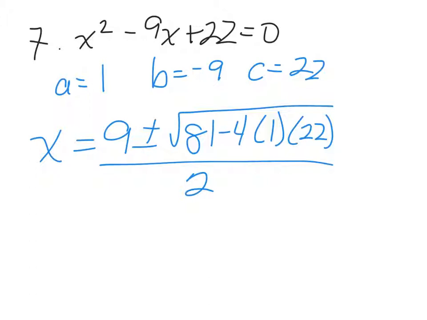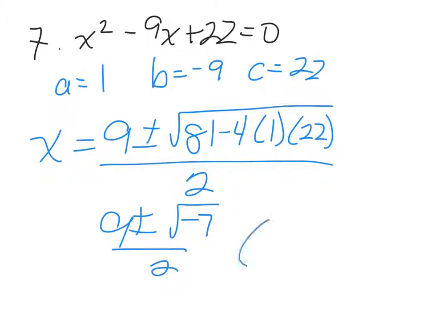81 minus 88 is square root of negative 7. What happens when you try to take square root of negative 7 on your calculator? Domain error. Domain error. So this is our no real solutions. So if you get a square root of a negative, womp, womp, womp. Yeah.